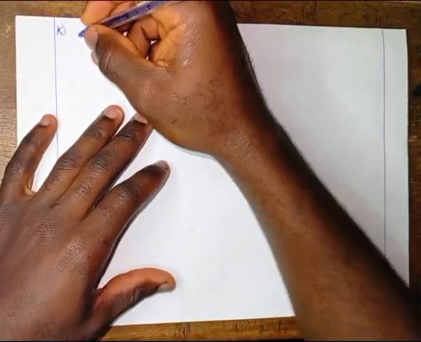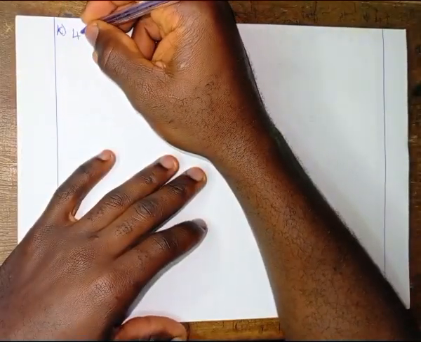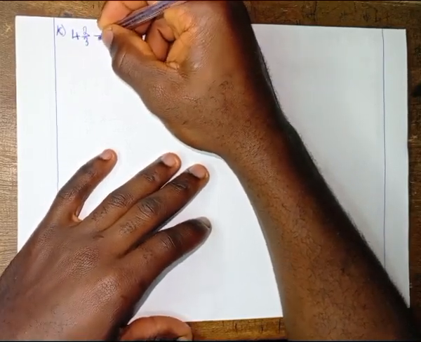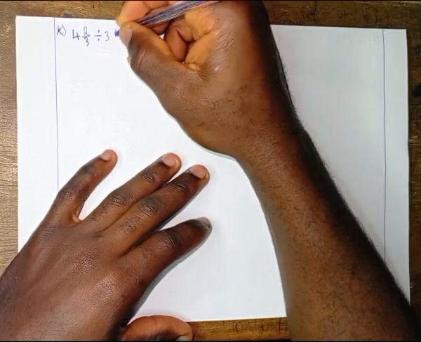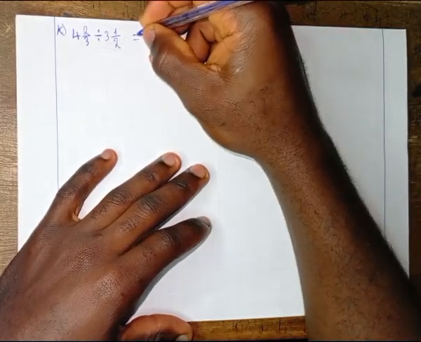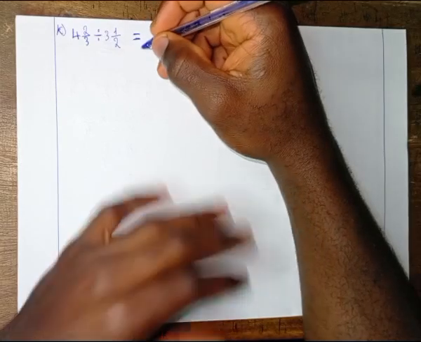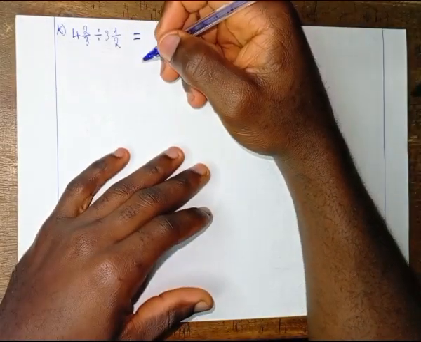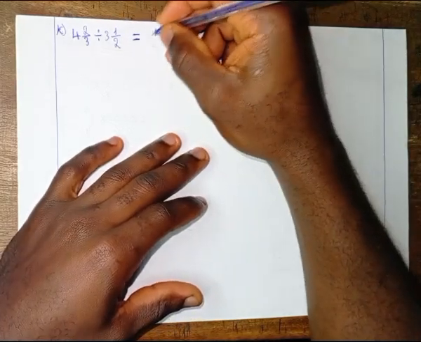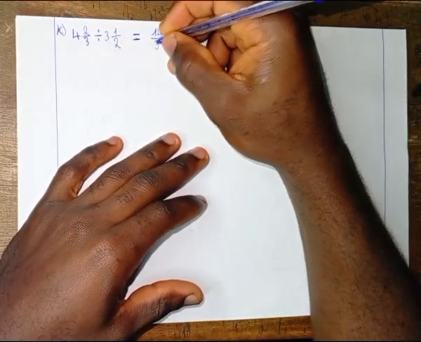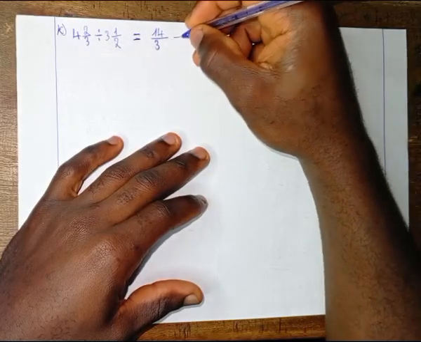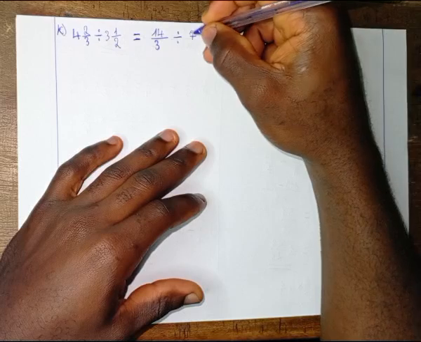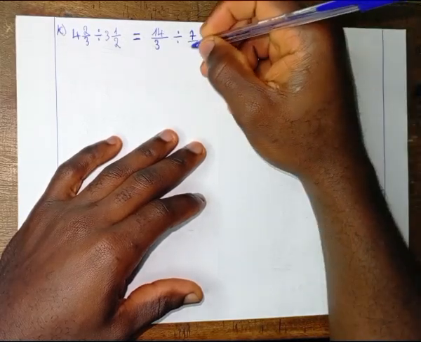For question K, we have the mixed fraction 4 and 2/3 divided by 3 1/2. So this will simply be equal to, we are going to change the two mixed fractions to improper fractions. 3 times 4 gives us 12. 12 plus 2 gives us 14 all over 3, divided by 2 times 3 gives us 6 plus 1, 7 over 2.